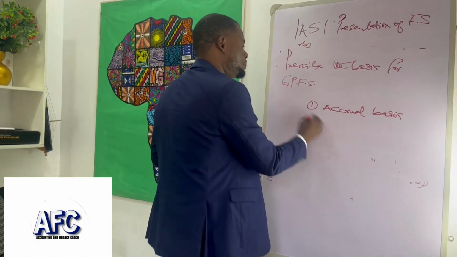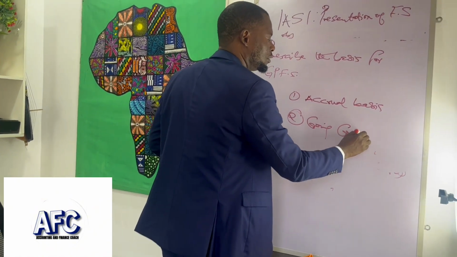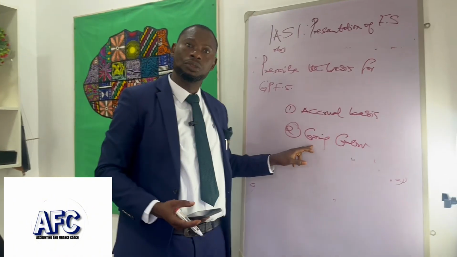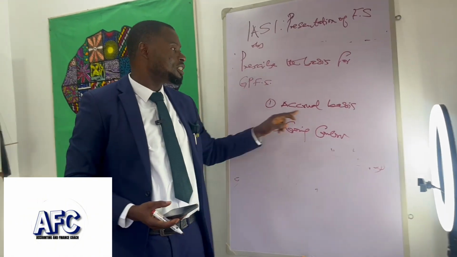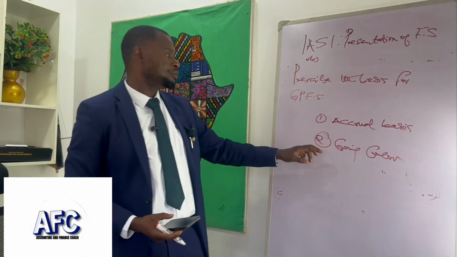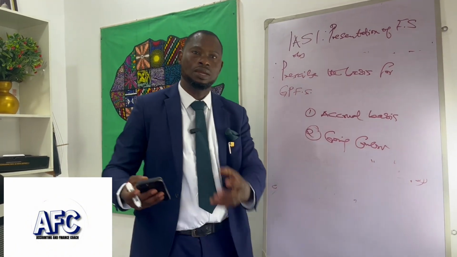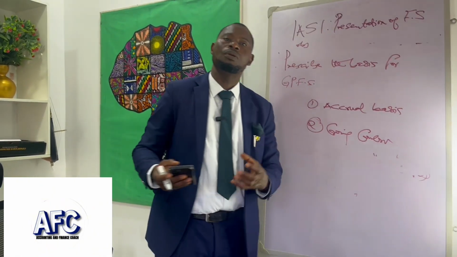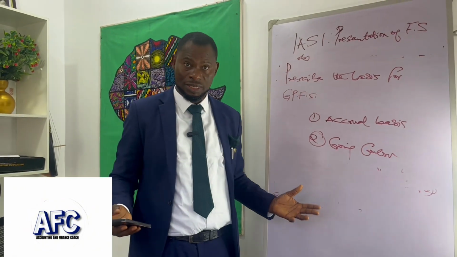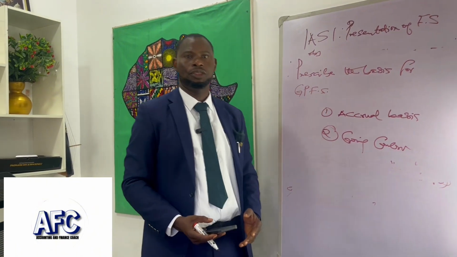The second basis is what we call going concern. Now, this is a very, very important concept. It is an assumption that the entity which is being reported on has no plans to cease operations, and that it will not be forced to cease operations. In other words, it has no plan to liquidate, and also it will not be forced to cease operations. You know, the owners of the business may decide to liquidate it. Also, government or other forces may force it to cease operations.